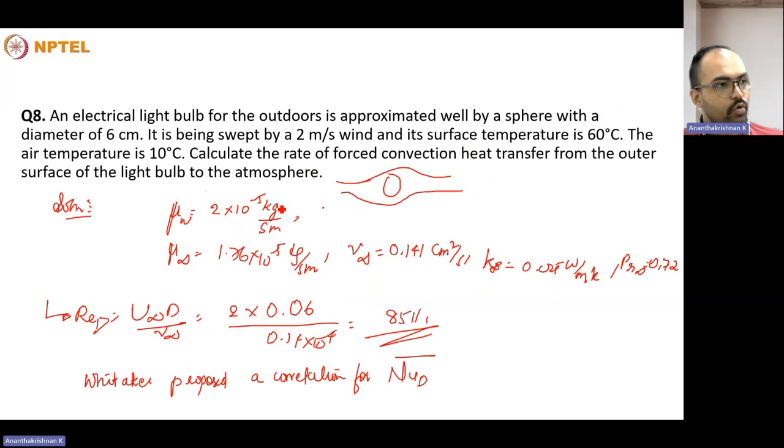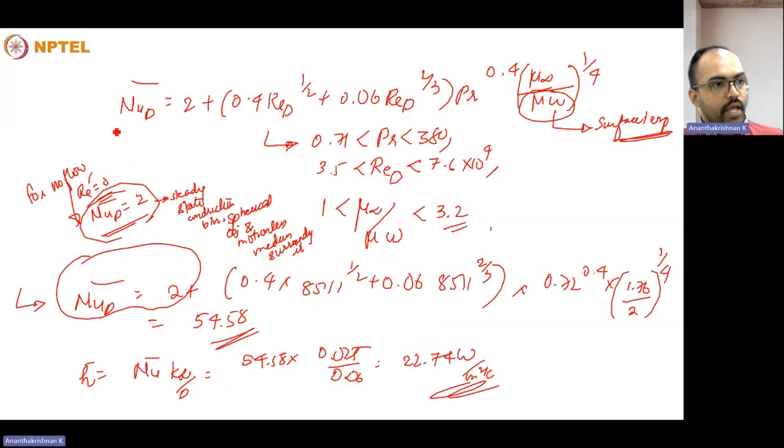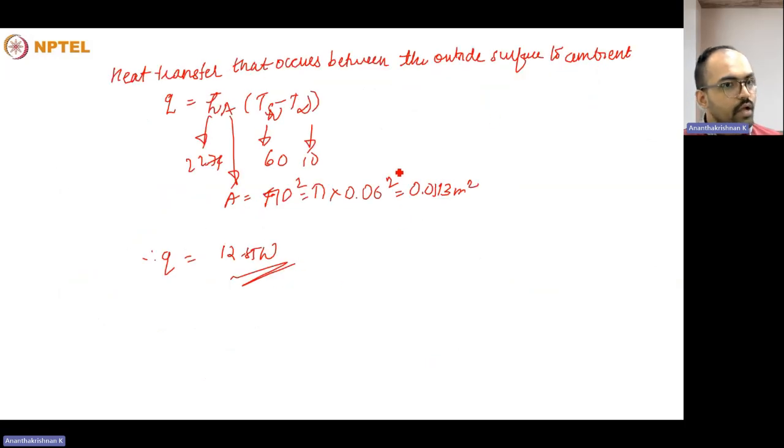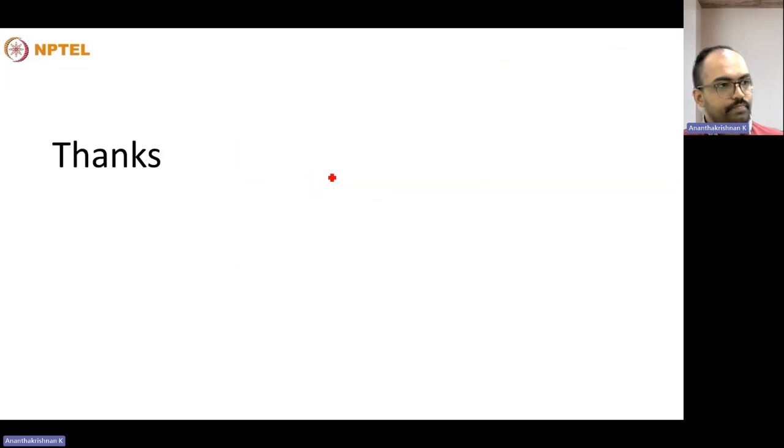And finally, we saw a problem on the flow over a sphere. For that, the heat transfer coefficient is determined from a Nusselt number correlation that is empirically determined rather than analytically determined. It uses a range of the Reynolds number. If the Reynolds number of the current problem falls within it, we can use it straightforward, and from that we determine the actual heat transfer that occurs between the spherical surface and the ambient.